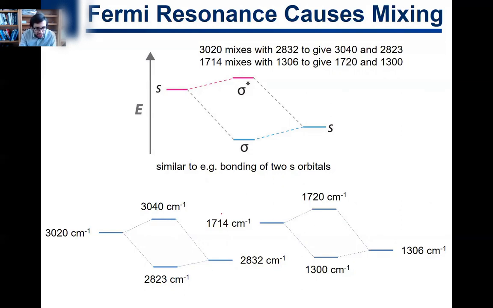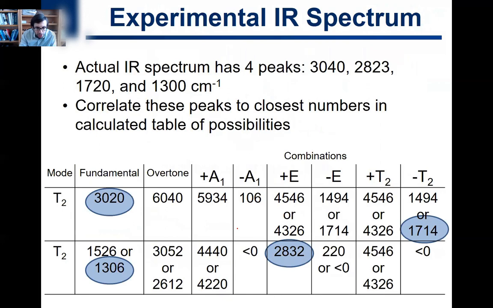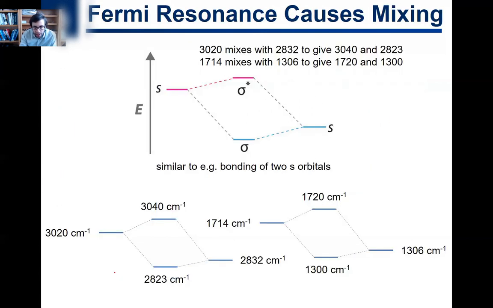Same thing with this 1714 mode. This was our, let's see, we'll go back here. So 1714 was one of our combinations that we calculated, T2 minus T2. And our fundamental we calculated was 1306. We observed a peak at 1300. So this 1306 peak got driven down by mixing with the combination at 1714. And the 1714 got driven up to 1720, which is where we observed it.